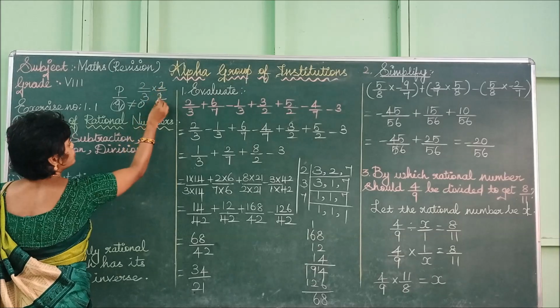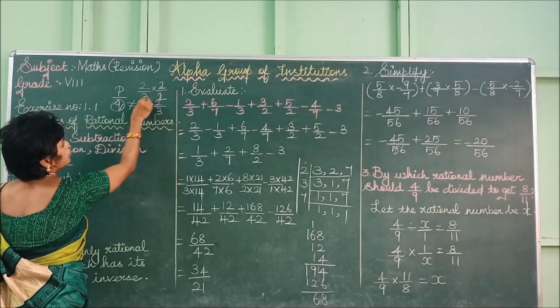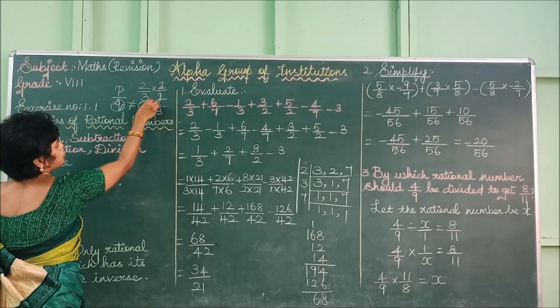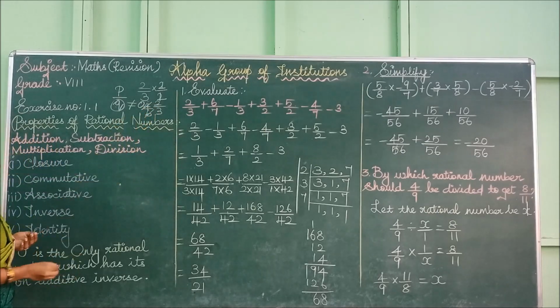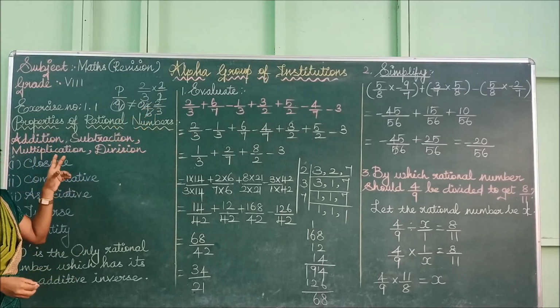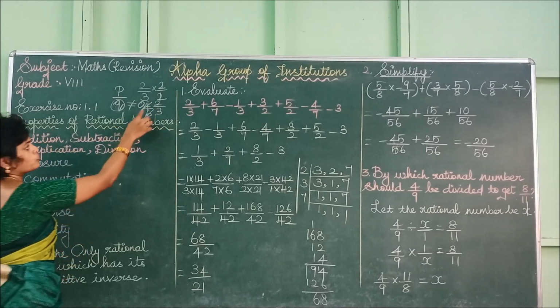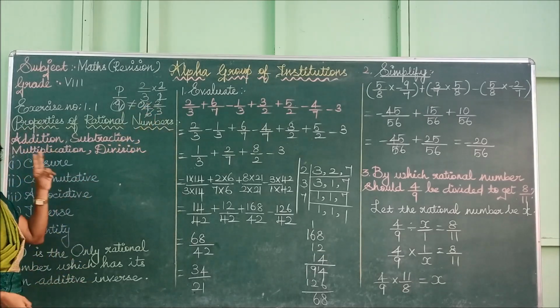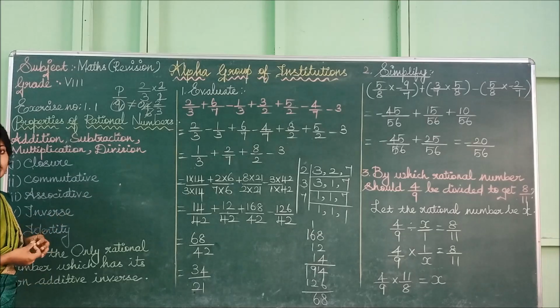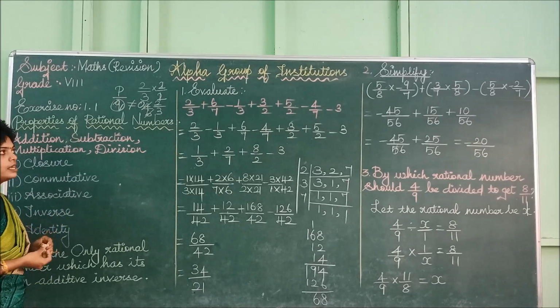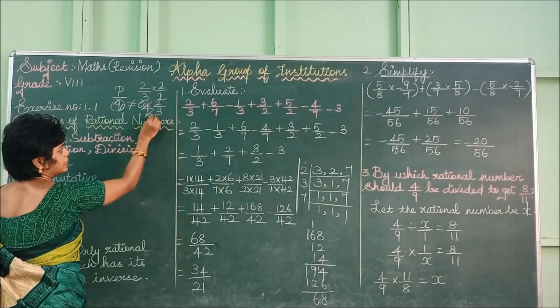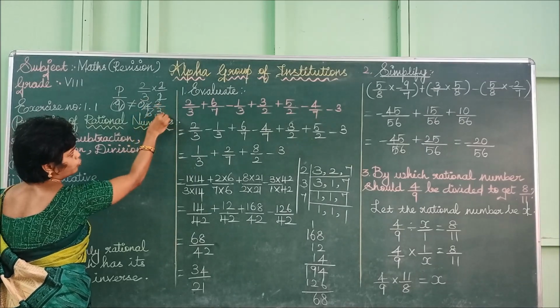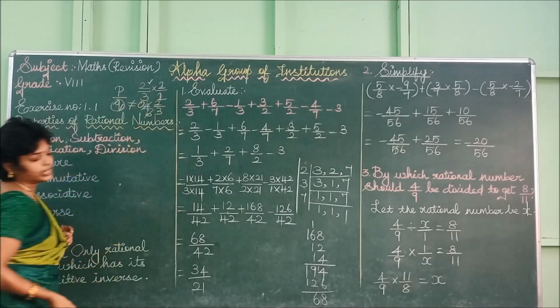So 2 into 2 is what? 2 2s are 4, 3 2s are 6. Now both come in the 2 table. So 4 and 6 come in the 2 table. How many 2s are 4? 2 2s are 4. How many 2s are 6? 3 2s are 6. So this 4 by 6 can be reduced and written as 2 by 3. So the original number was 2 by 3 only.